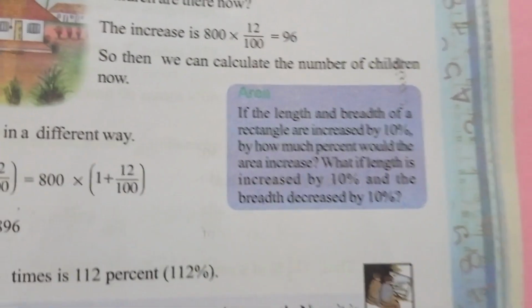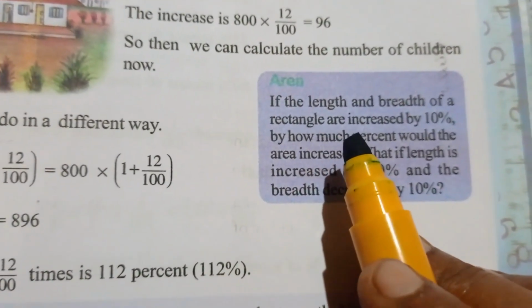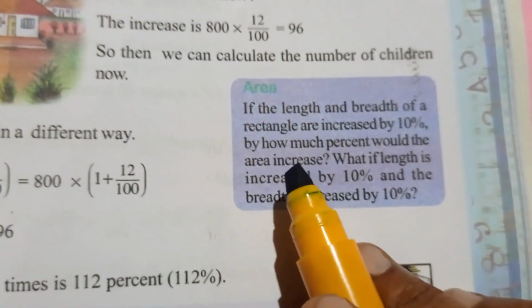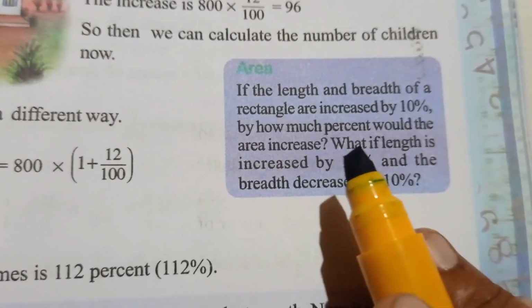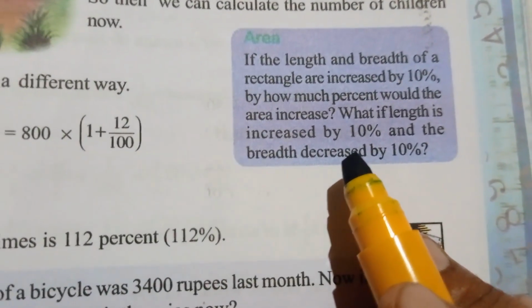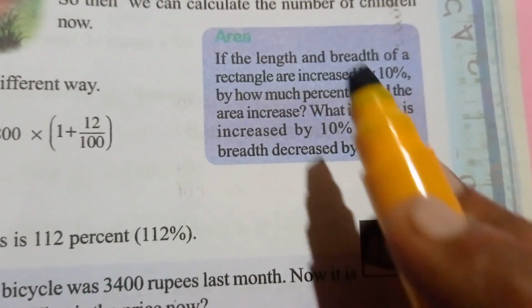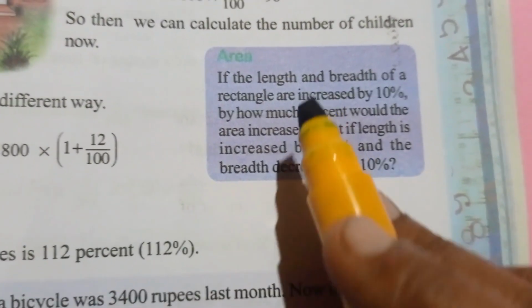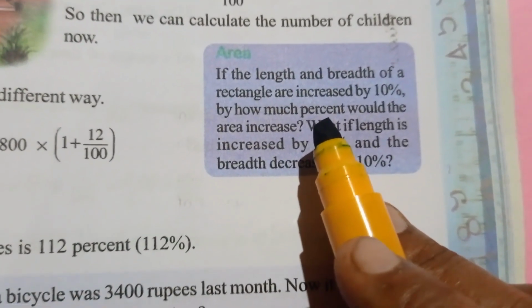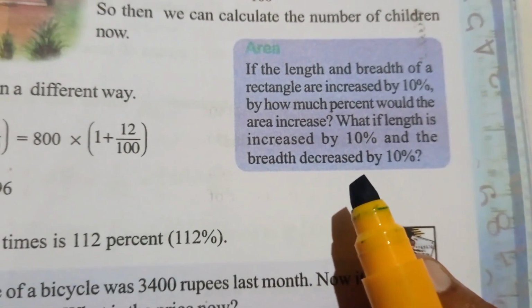Next, a side boss activity, area. If the length and breadth of a rectangle are increased by 10%, by how much percent would the area increase? What if length is increased by 10% and breadth decreased by 10%? Here, if length and breadth of a rectangle are increased by 10%, then how much percent would the area increase?